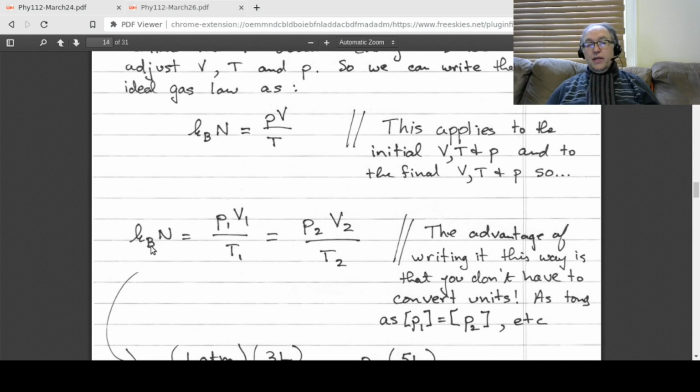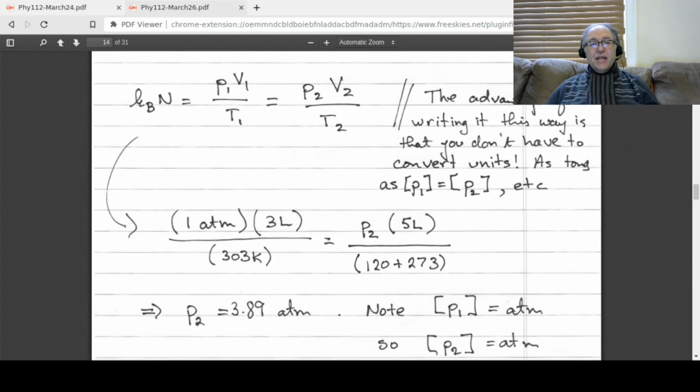The whole reason for doing that is to say, well, both of these have to equal that because the number of particles didn't change, and of course, K Boltzmann doesn't change. Okay. So, what was the advantage of doing that? The advantage of writing it this way is that you don't have to worry about converting the units.